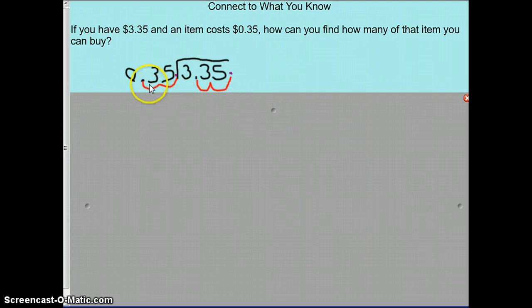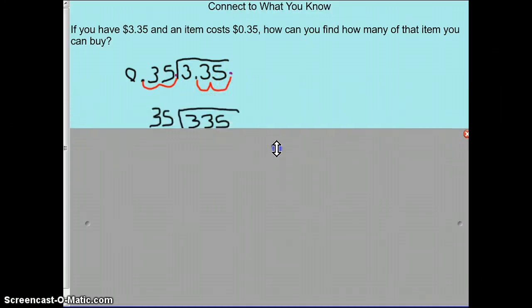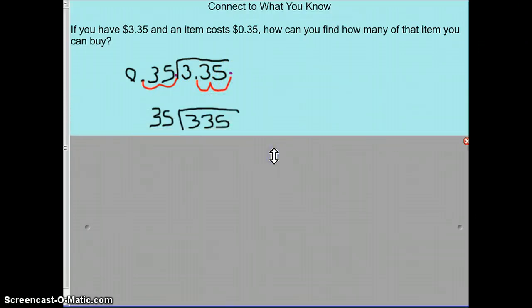I'm going to go ahead and take 35 cents, and since I have two numbers behind the decimal, I need to multiply it by 100 so that I can move the decimal over here. And since I multiplied the divisor by 100, then I must multiply this by 100 too, and I have it right here. So now my problem is 35 goes into 335. I have two whole numbers, and that's easier to work with.